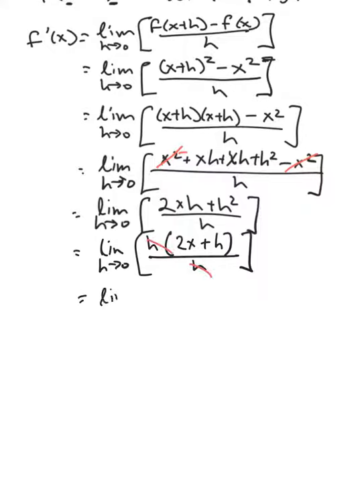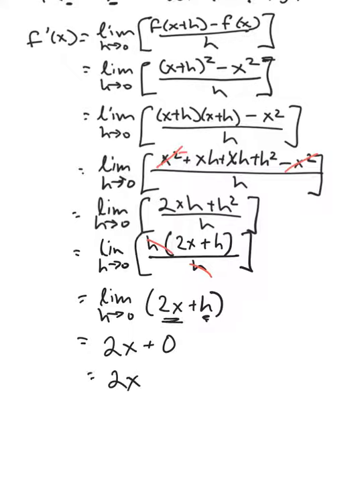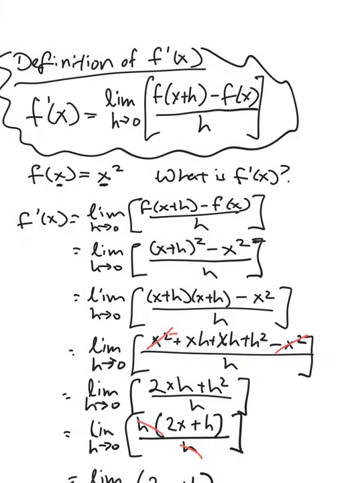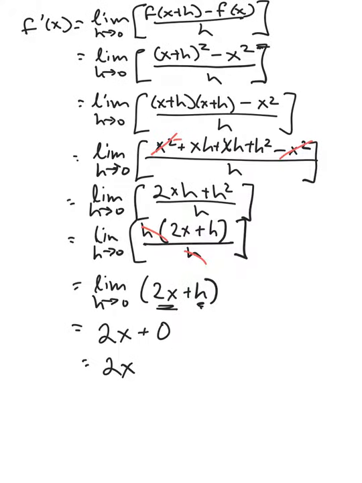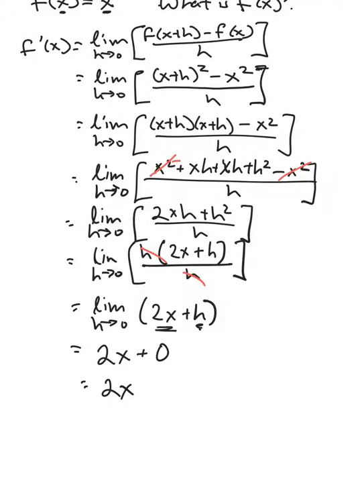So we get the limit as h goes to 0 of 2x plus h, which is 2x plus 0. As h goes to 0, this h goes to 0. As h goes to 0, nothing happens to 2x. And so I get 2x. That is my derivative function. And so what is f prime of x? F prime of x equals 2x in this case.